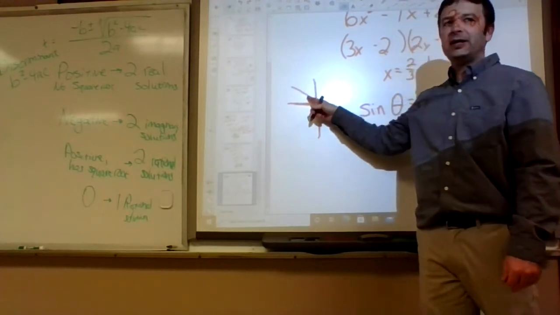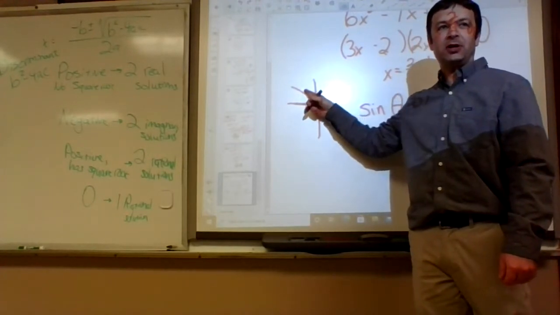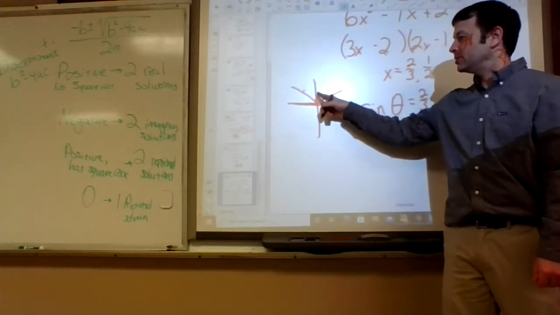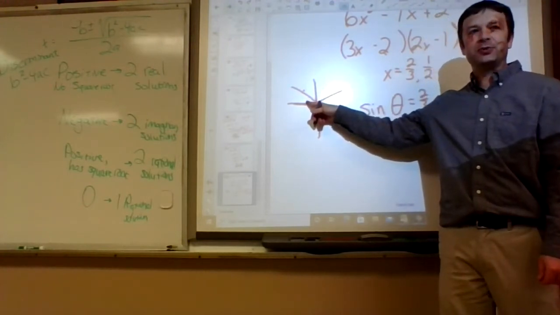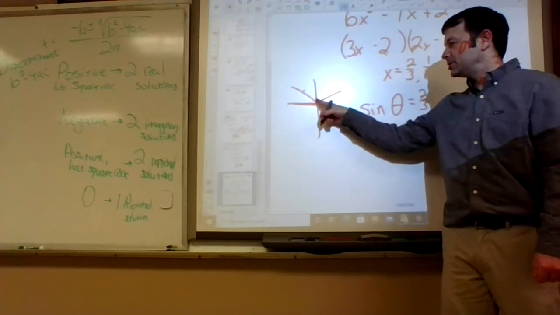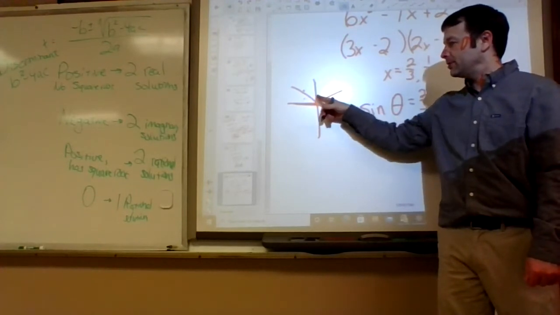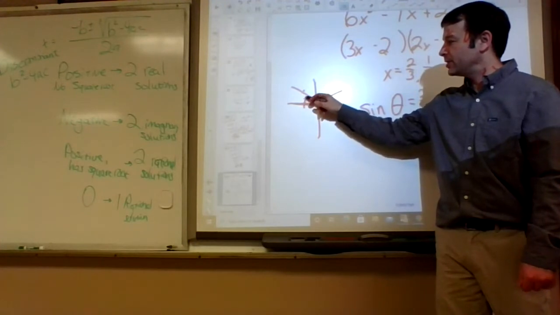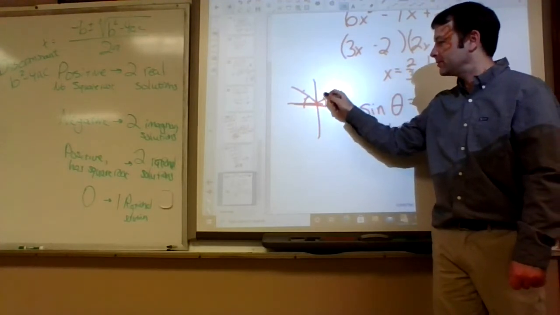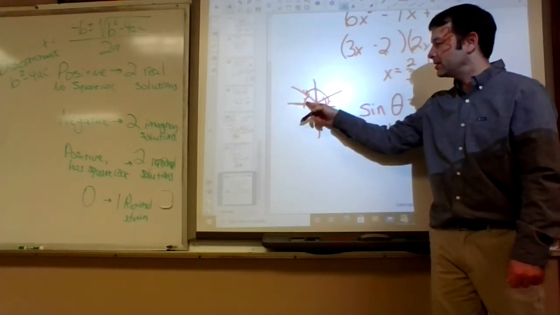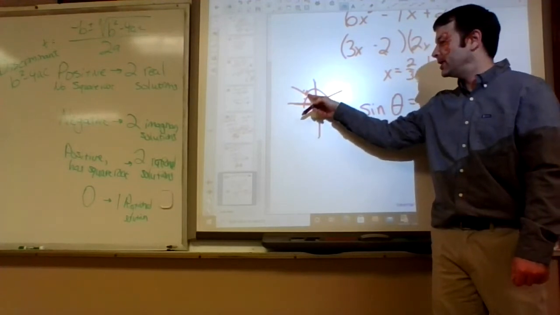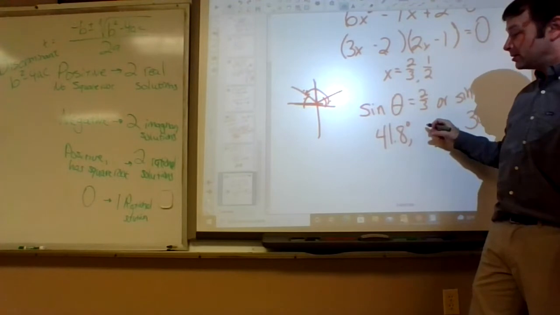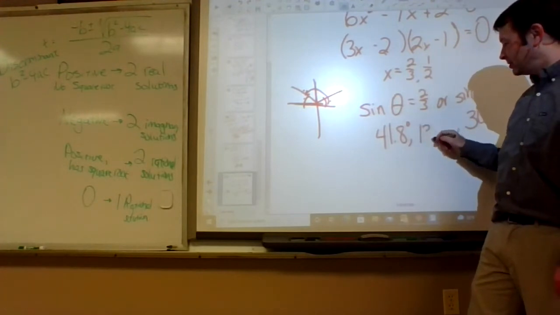So sine is positive in the first and second quadrant, right? This is the first quadrant angle. We need the second quadrant angle that goes with it. They should both have the same angle right here. But this angle is not called 40. This angle is measured from here to here, not here to here. Does that make sense? So you do 180 minus 41.8, which is 138.2, is that right?